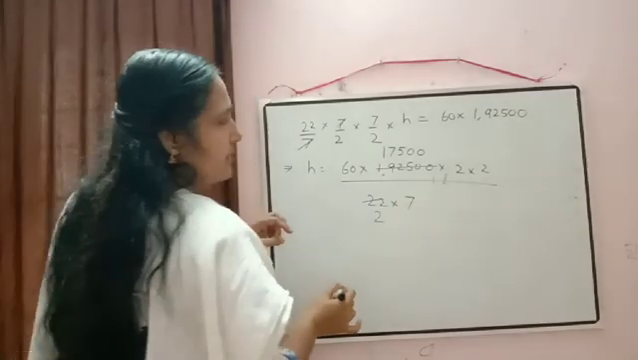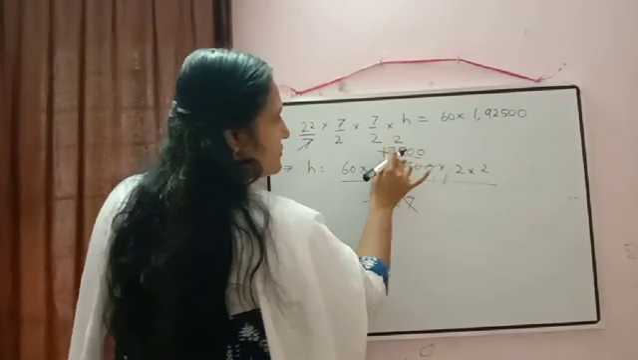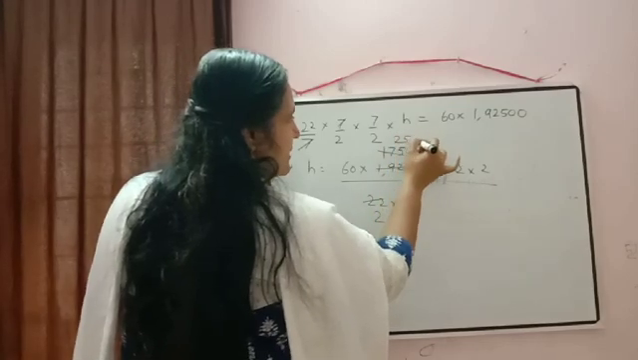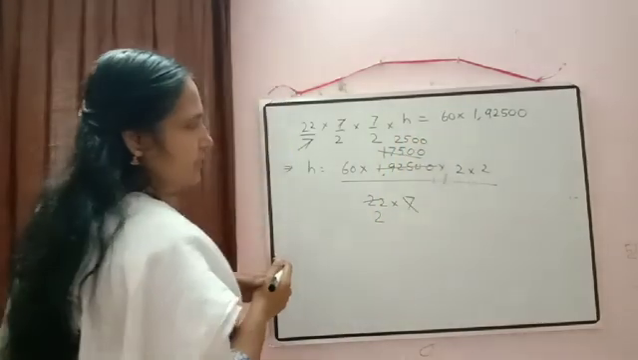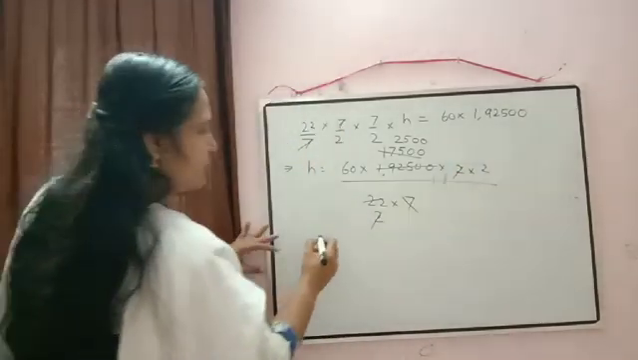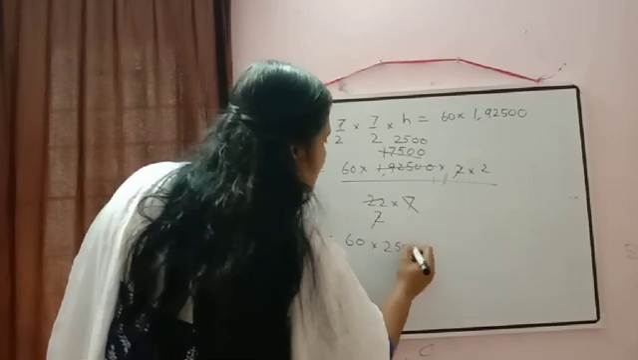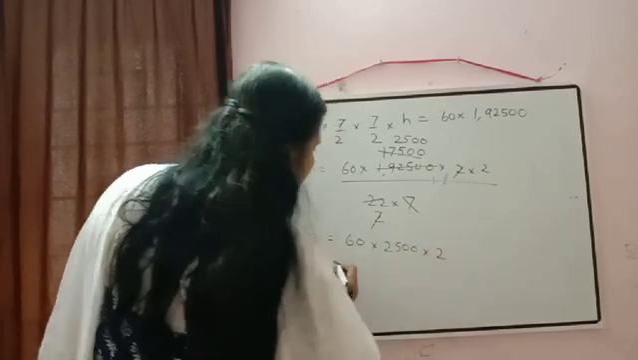Now here we can cancel it by 7. 7 2s are 14. 7 5s are 35. 2 zeros there. Then here 2 and 2 also will get cancelled. So what is remaining here? 60 into 2,500 into 2.